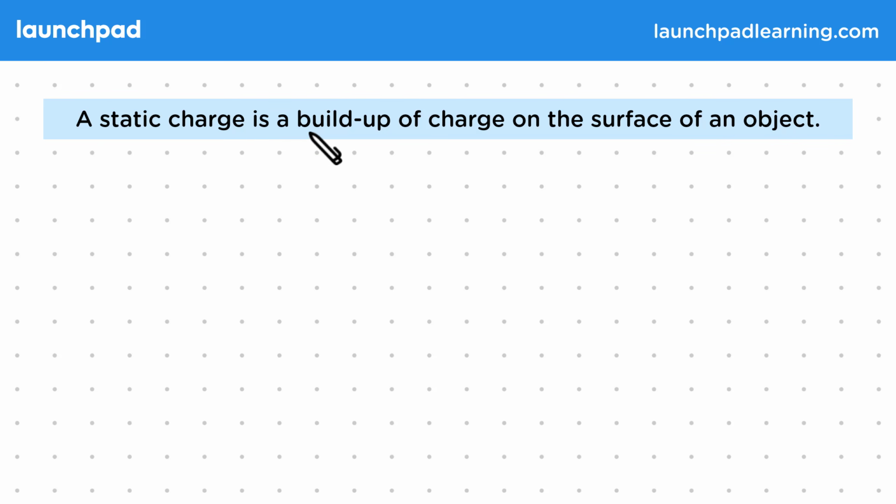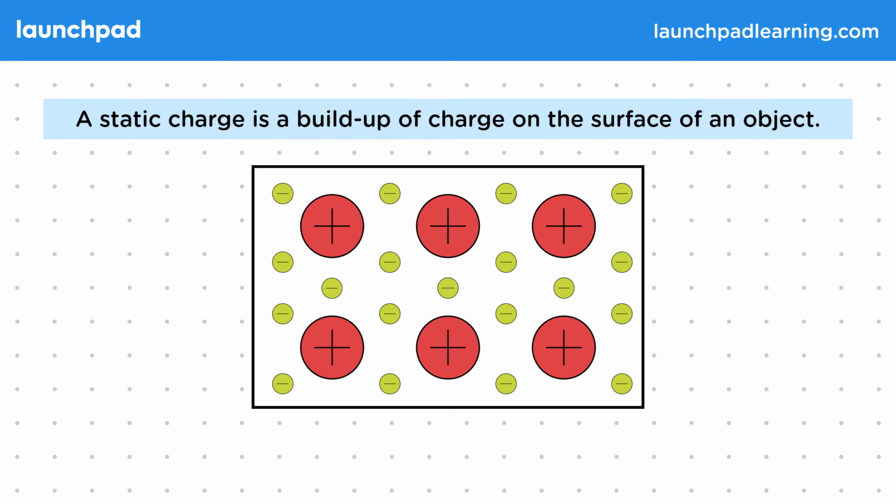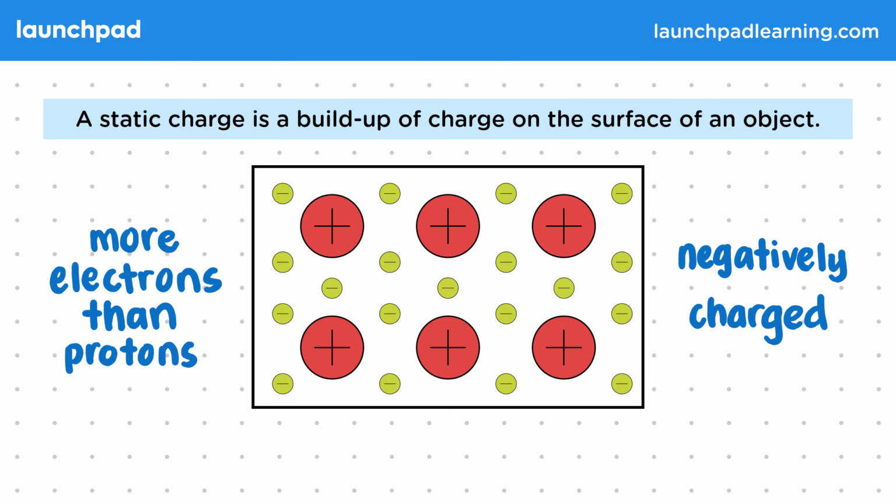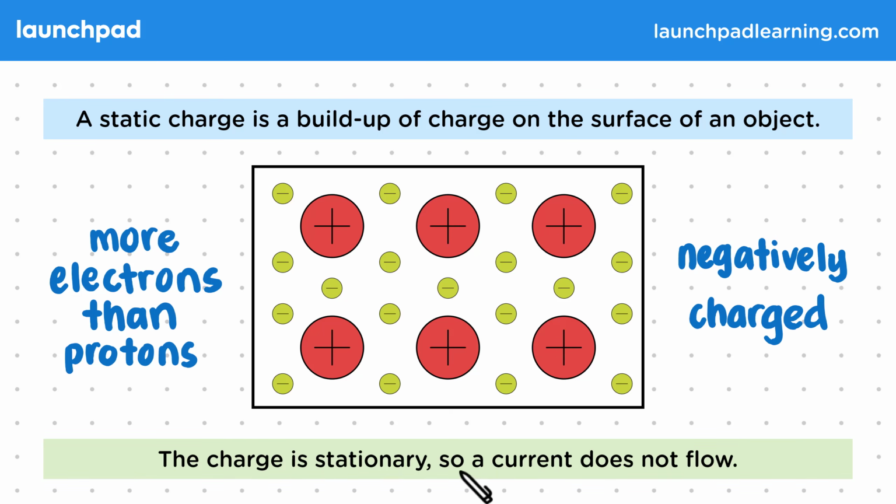A static charge is a build-up of charge on the surface of an object. So the surface has a negative charge as there are more electrons than protons, and the electrons are negatively charged. The charge is stationary, so a current does not flow. This is because there's no complete circuit or power source for the current to flow through.